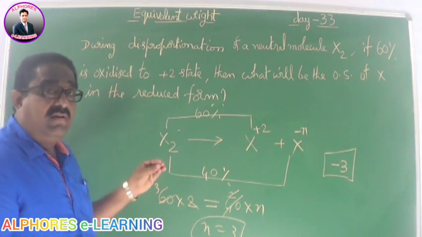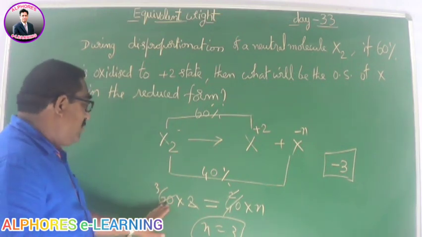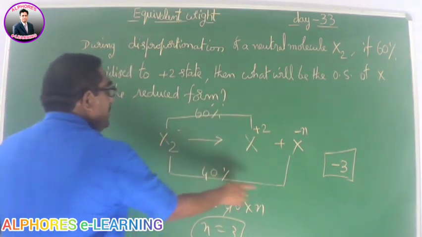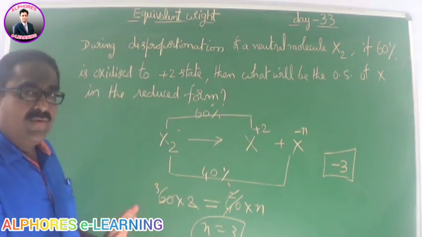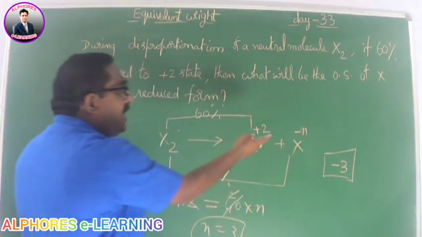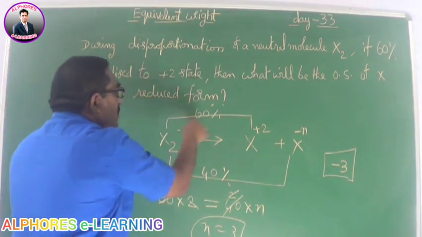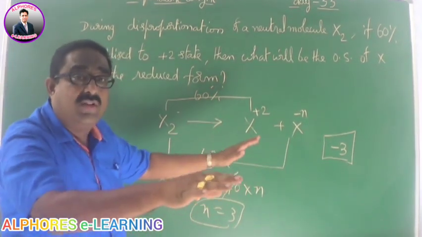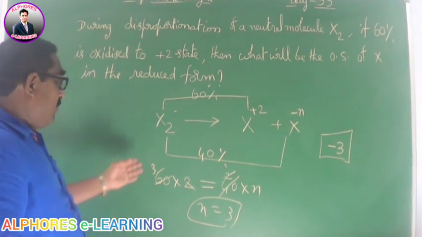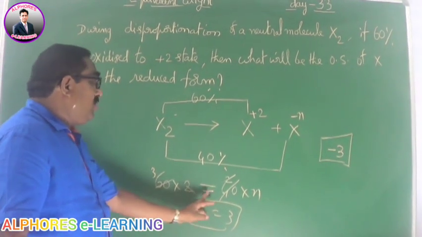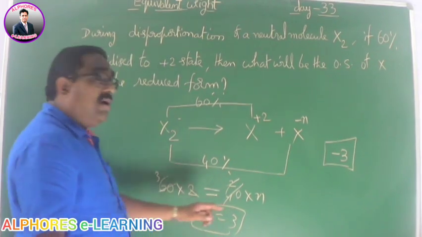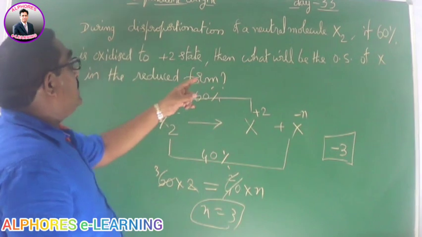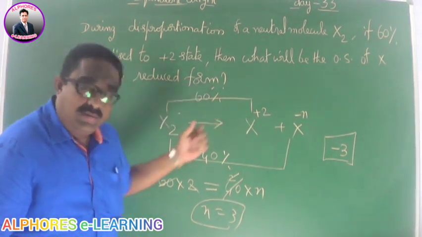Very simple basic concept I have applied, students. Nothing more than that, and don't get confused. This change is 2, this change is n. That's what we will do normally. Instead of n, if you write 3 or 4 like that, what will you do? Not change 2 and this one. Both the changes should be equal for the balanced redox reaction. So for that, I multiplied 60 into 2 and equated it to 40 into n, and I got 3. And finally I assigned a negative sign for that 3 because that x is in the reduced form.